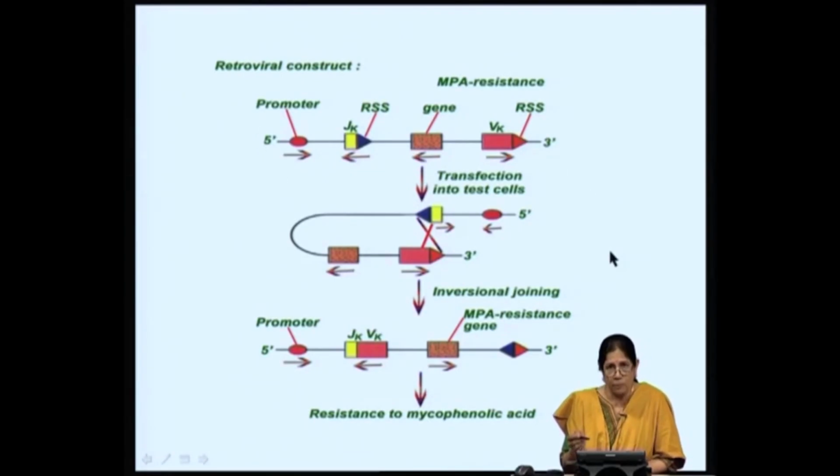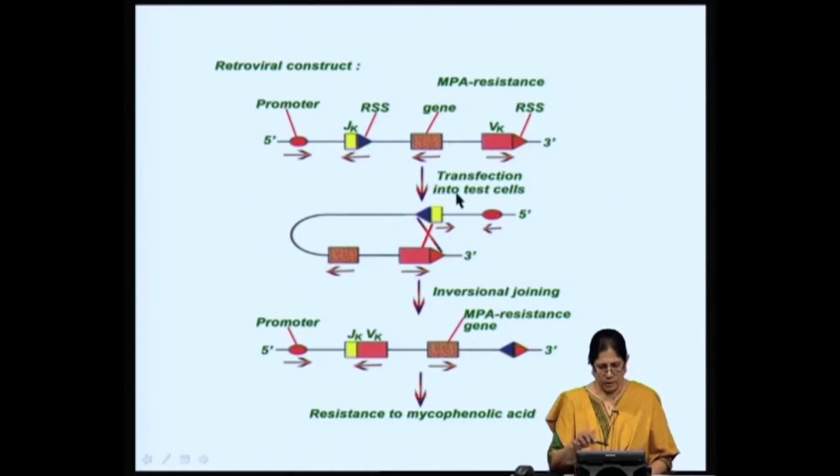I think they have taken fibroblasts, and in the same fibroblasts they have also transfected the Rag1 and 2 genes. Only when Rag1 and 2 were also transfected and expressed in the cells did the cells become resistant to mycophenolic acid. This is a very simple experiment, it would appear, but generation of this construct was what was difficult.